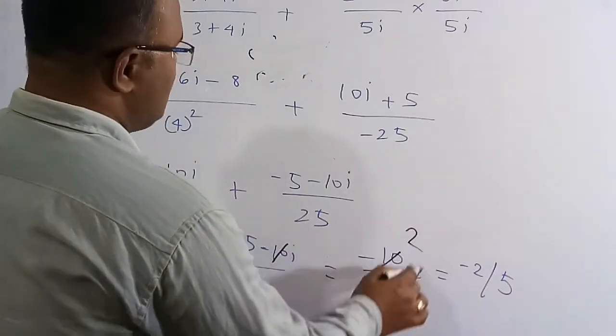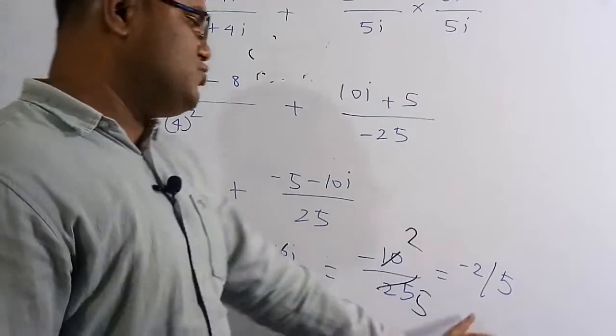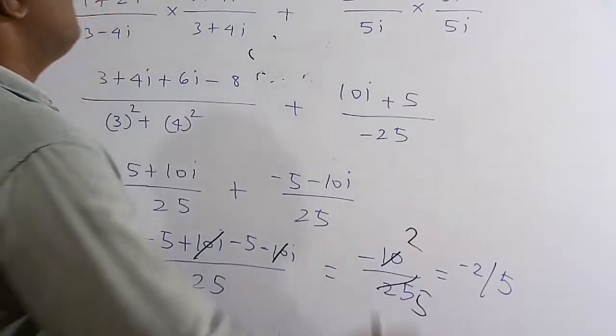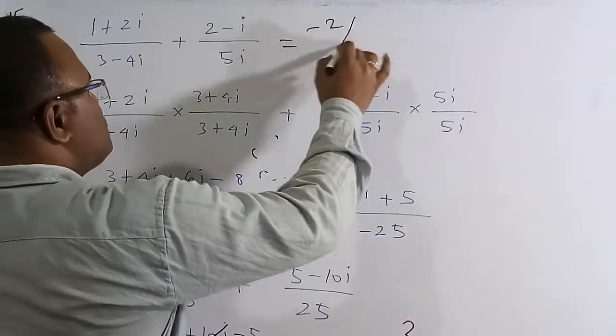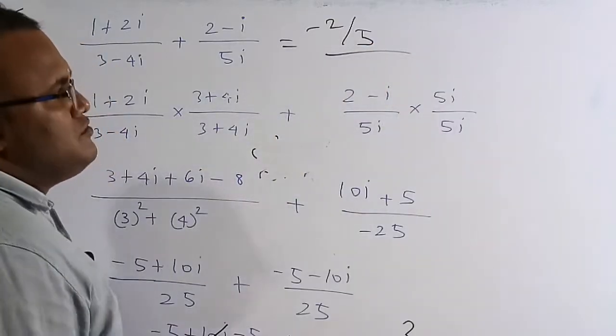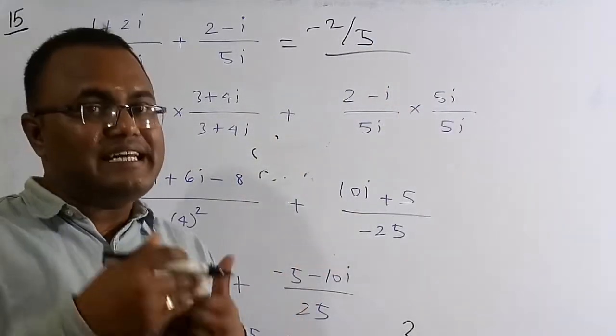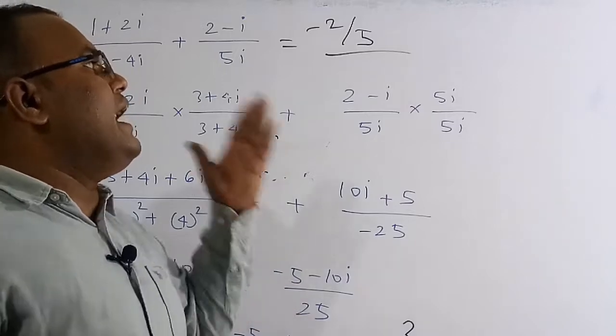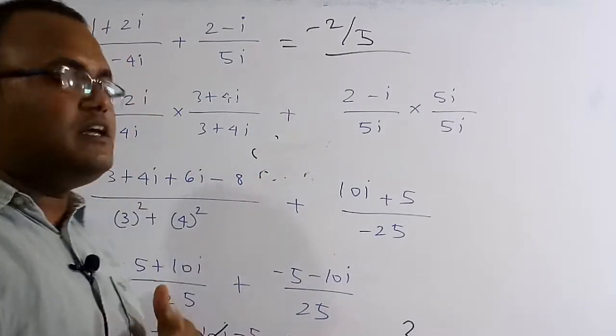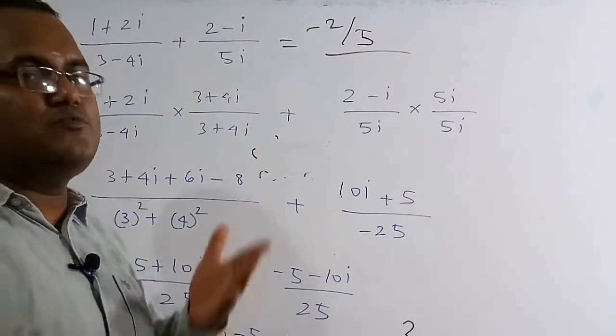So 5 2s are 10, 5 5s are 25. So the solution is minus 2 by 5, the resultant value. So therefore this value will be equal to minus 2 by 5. So this is the correct solution of this question. We just did the concept of rationalization for each and every term, and then we did the simplification, and finally we are going to get the solution, which is minus 2 by 5.